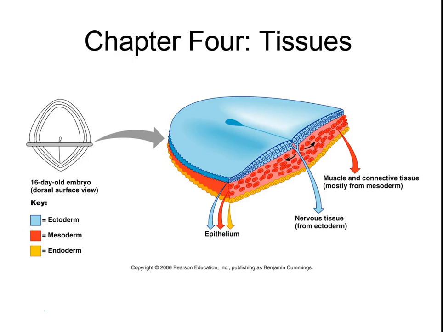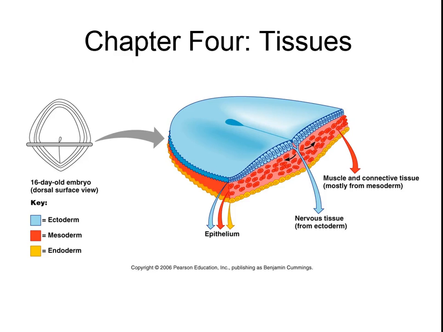Now let's think about muscle. Muscle is deep to epithelium. It's in the middle, so it's going to come from the mesoderm. Most connective tissue is going to be binding one thing to another, so it's going to be in the middle, mesoderm. And then the nervous tissue is going to come from the ectoderm.